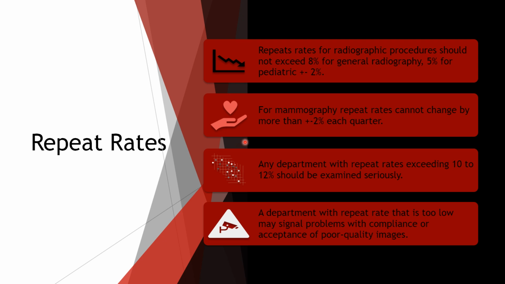A department with repeat rates that is too low may also signal a problem with compliance or acceptance of poor quality images. So we may just be passing everything, right? Or we may not be collecting the data. We may be purposely trying to hide things, right? And stuff like that. So there's an expected amount of minimum repeats that should occur, right? And if it's too low, that can be an indication of incorrect data collecting, things going on, trying to hide stuff, maybe, perhaps, right?